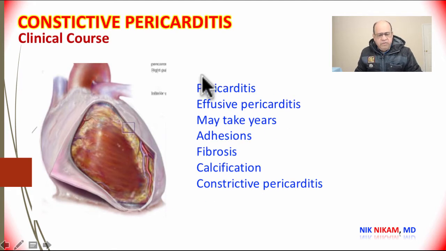Generally, it starts off as an acute pericarditis, which is followed by effusive pericarditis or fluid collection in the pericardial space, which later on organizes over a period of many years. This is followed by fibrosis and adhesions, leading to calcification and eventually something that looks like a cast around the heart that culminates as constrictive pericarditis.